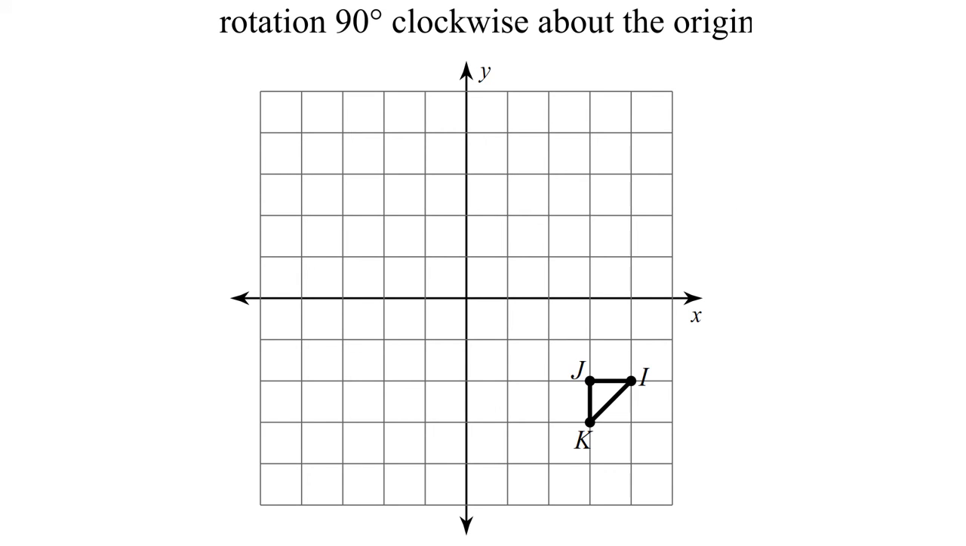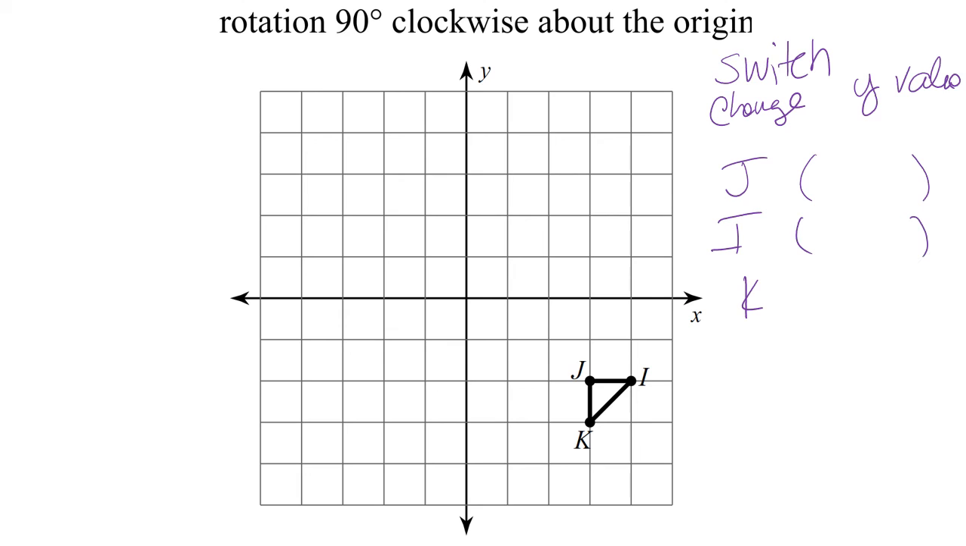All right, let's look at 90 degrees clockwise. So what are we going to do? We're going to switch each ordered pair. And then which one are we going to change the sign of? We're going to change the sign of what's in the y value. Okay? So let's list out. We got J, I, and K. We need the ordered pairs. J is at 3, -2. I is at 4, -2. And K is at 3, -3.